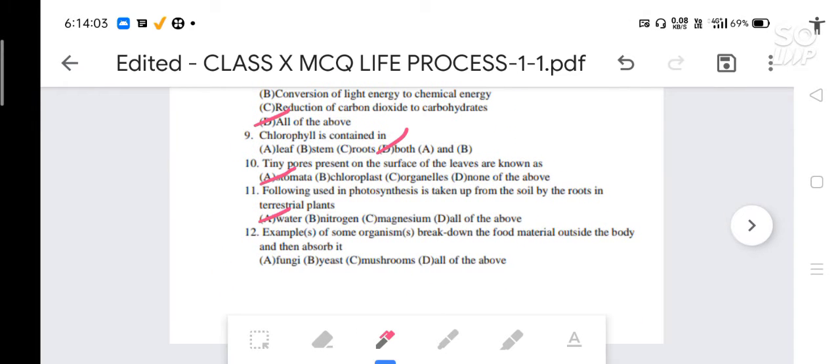Moving on to the 12th question. Examples of organisms which break down food material outside the body and then absorb it. Fungi? Yes, it's a heterotroph. Yeast also. Mushroom also. Then the correct option is all of the above.